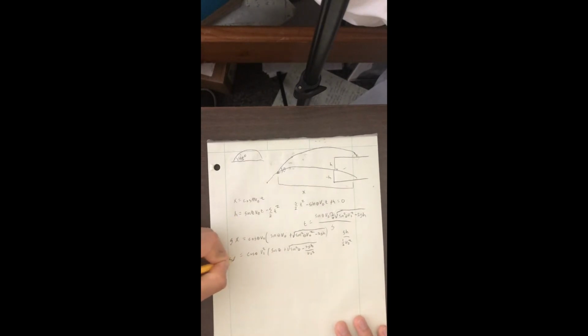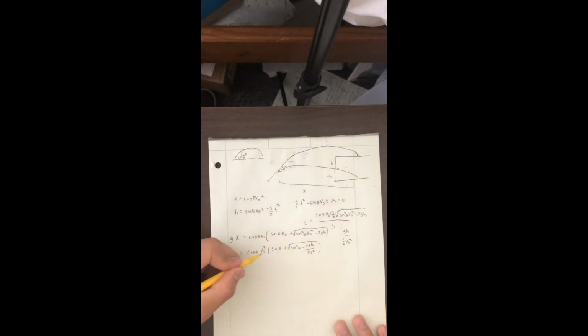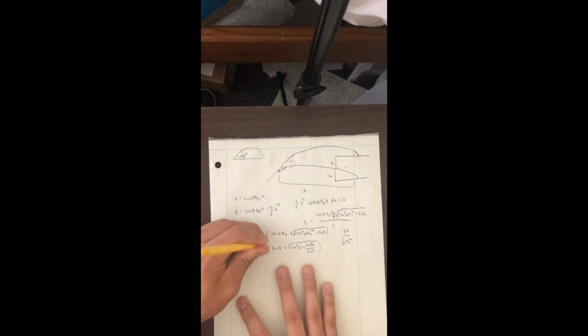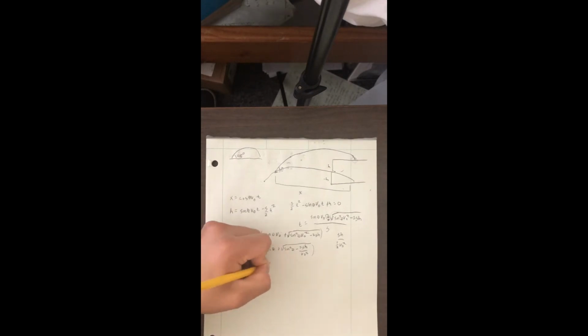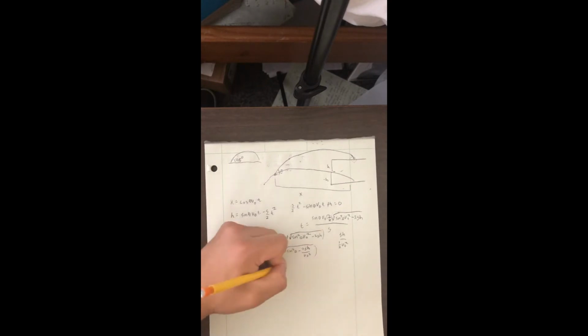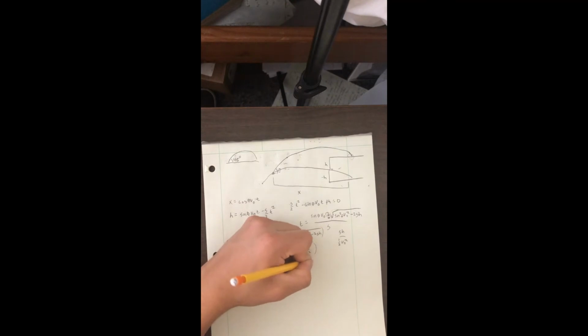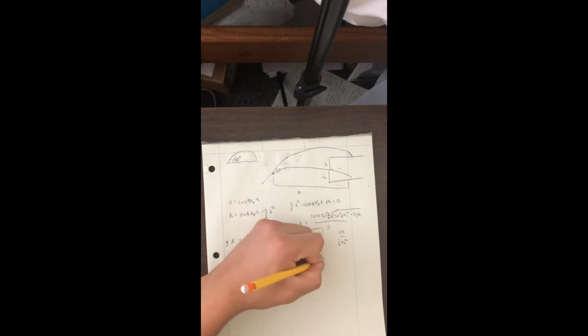So yeah, we get g of x, or gx, is equal to cosine theta v0 squared times all this. So we'll divide both sides by v0 squared, and we'll distribute the cosine. So we get gx over v0 squared is equal to sine theta cosine theta plus cosine theta square root of sine squared theta minus 2gh over v0 squared.